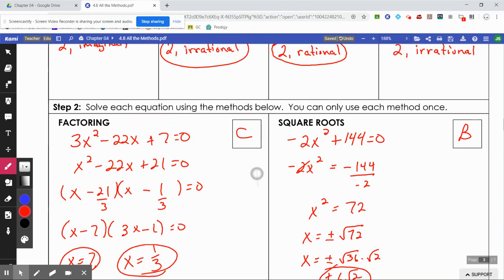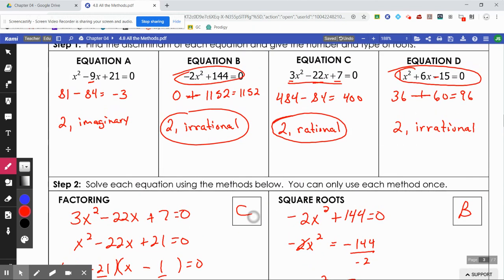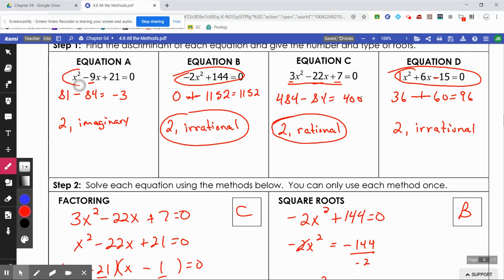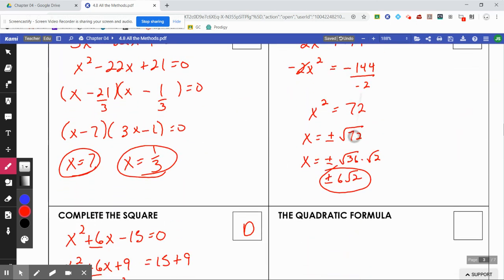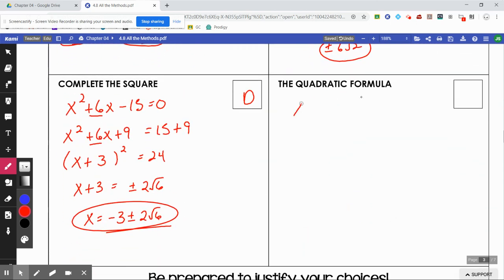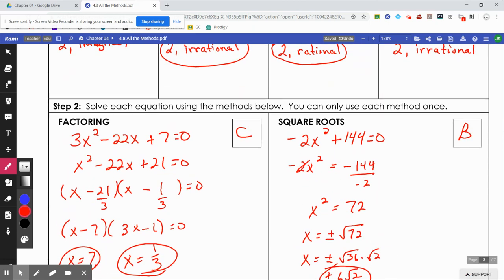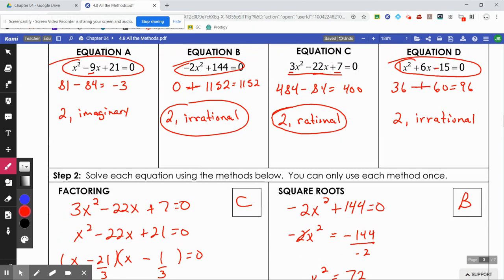And then our last one, the quadratic formula, we're going to use on this one because every other method failed or was not going to be easy. X squared minus 9x plus 21 is equal to 0. And this is A. And let's go ahead and do this. We've already found the discriminant. So let's go ahead and use that.